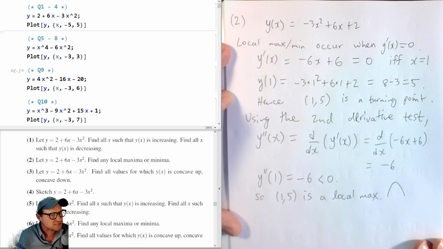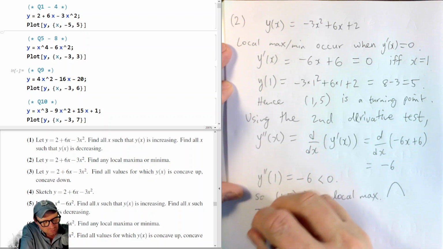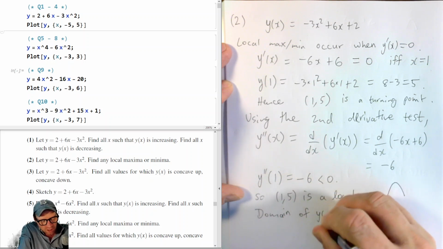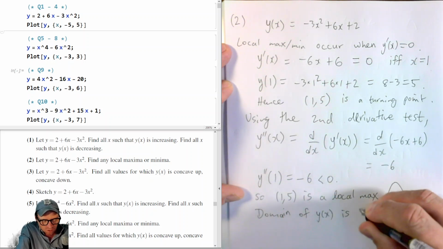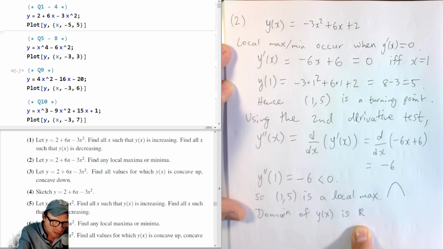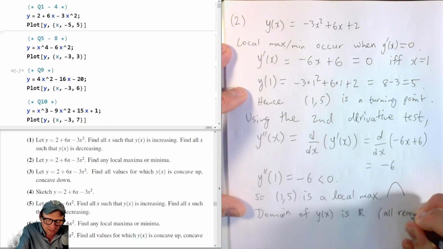Okay, now we can also decide whether it's a global maxima too. Now what is the domain of the function? The domain of the function is the set of all real numbers. So domain of y as a function of x is the whole set of real numbers. Now I've written a double struck R, and this is the set of real numbers, meaning the whole number line, the real number line. Okay, so all real numbers.